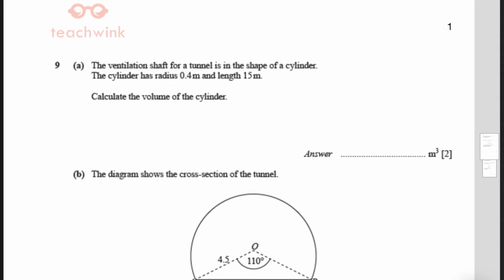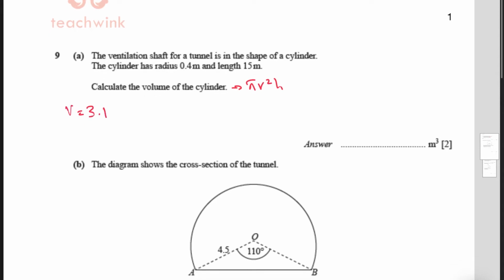So let's start. Question 9a reads, the ventilation shaft for a tunnel is in the shape of a cylinder. The cylinder has radius 0.4 meters and length 15 meters. Calculate the volume of the cylinder. To calculate the volume, we use this formula, pi r squared h. So volume is equal to pi, which has a standard value 3.142, times the radius, which is 0.4 squared, times the height. Let's plug this into the calculator.